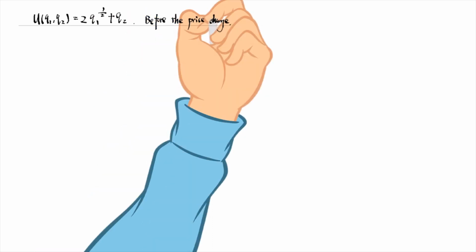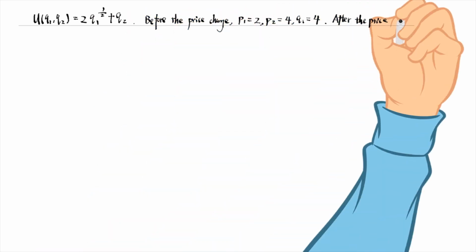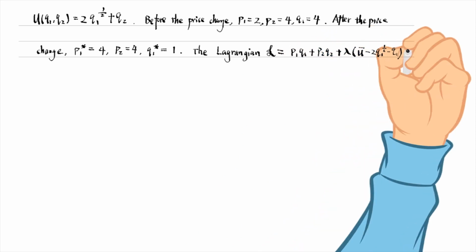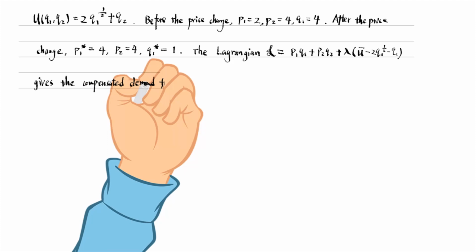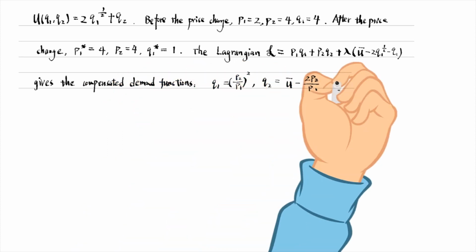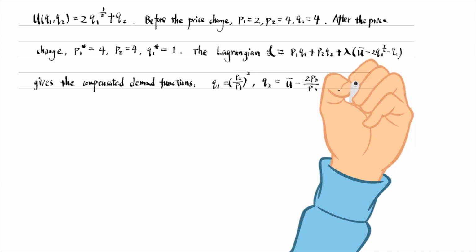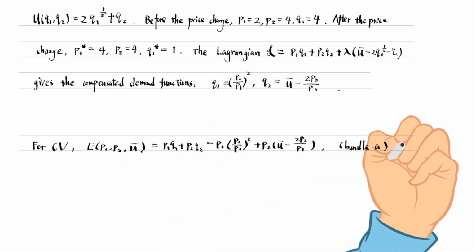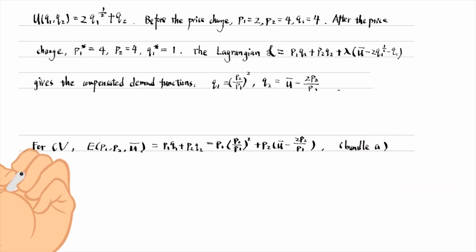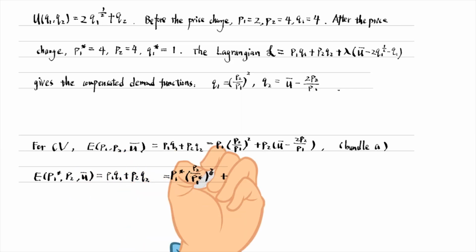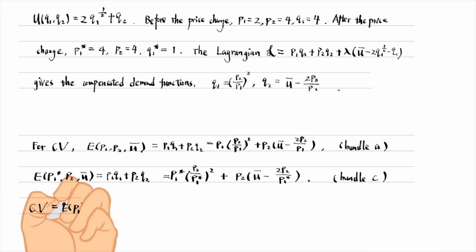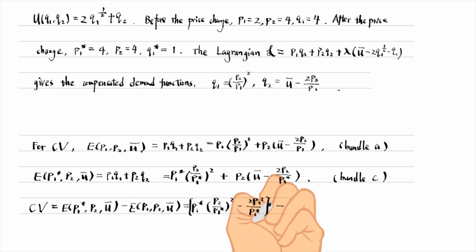We have the utility function. Using the Lagrangian method, we can obtain the compensated demand function in terms of prices and utility level. To calculate the compensating variation, we need the expenditure at bundle A with P1, P2, and U bar, and the expenditure at bundle C with P1 star, P2, and U bar. Then we can obtain the difference between them as the measure of the compensating variation, which is 4.